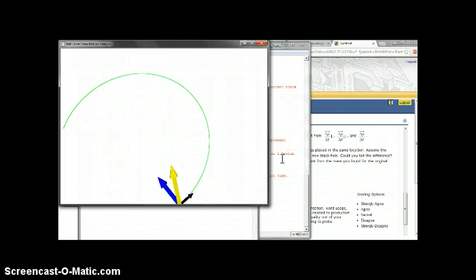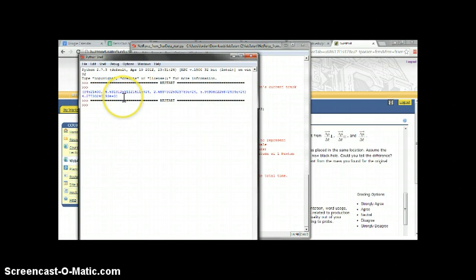As you can see there, the black arrow represents F net parallel, the blue arrow represents F net perpendicular, and the yellow arrow represents F net, which is pointing directly at the black hole. And you can see here where the mass of the black hole is determined through the use of this code, which is once again 4.577 e to the 31st.